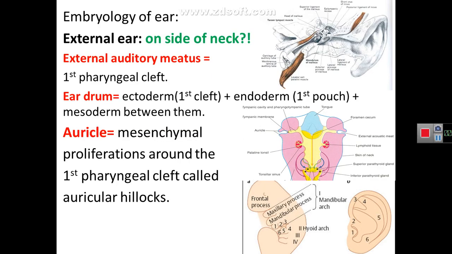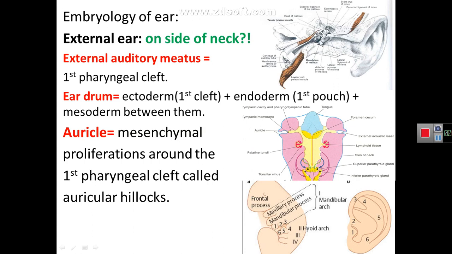This is all about the development of the face. Again, because we are describing the branchial arches or the pharyngeal arches and pouches, within this subject we have to discuss the embryology of the ear.